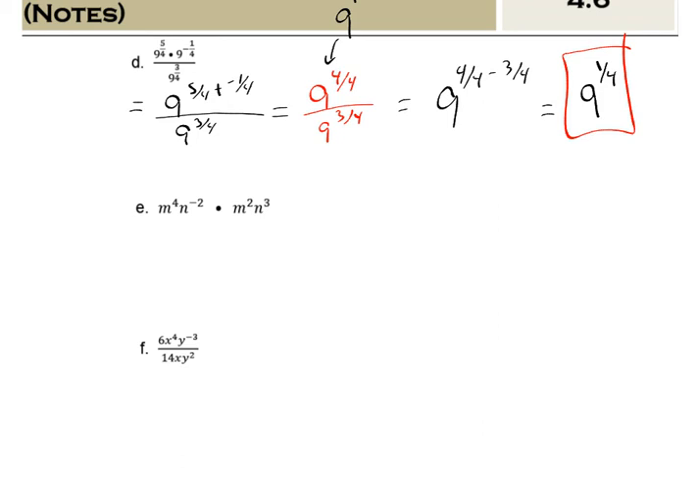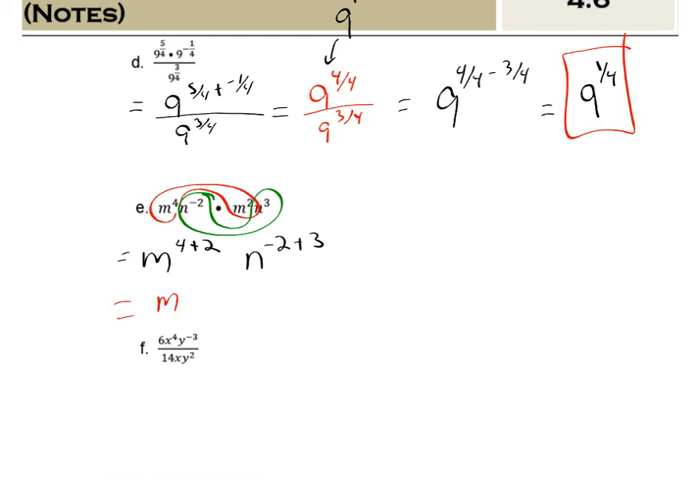Now we're multiplying. I don't need to put them beside each other. I can just say I'm going to do the m's together, and then I'm going to do the n's together. Multiplying like bases, add the exponents. 4 plus 2, 6. Negative 2 plus 3 to the 1. Don't need to put the 1. You can just leave it as m to the 6n.